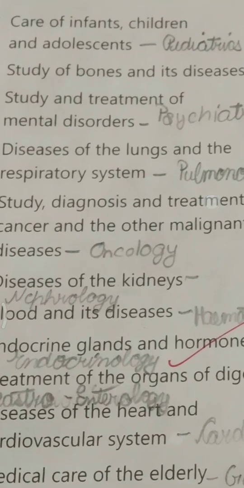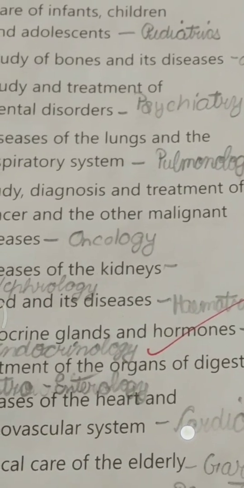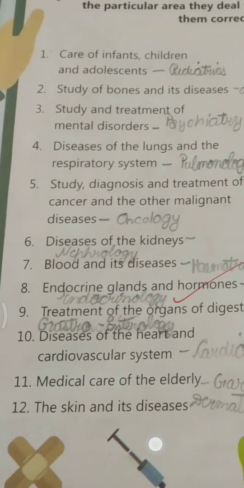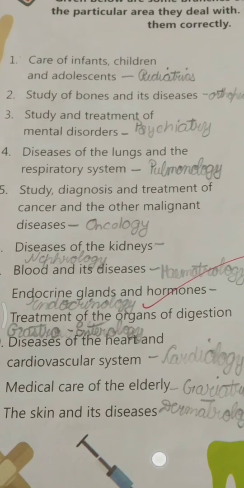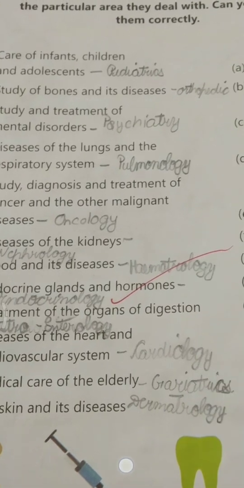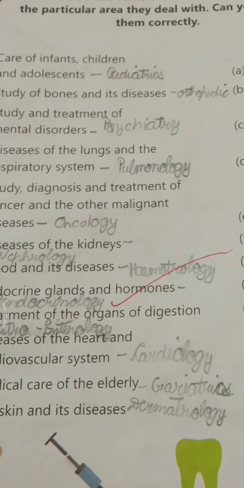Eighth, endocrine glands and hormones: endocrinology. Ninth, treatment of the organs of digestion: gastroenterology. 10th, diseases of the heart and cardiovascular system: cardiology. 11th, medical care of the elderly: geriatrics. The skin and its diseases: dermatology.